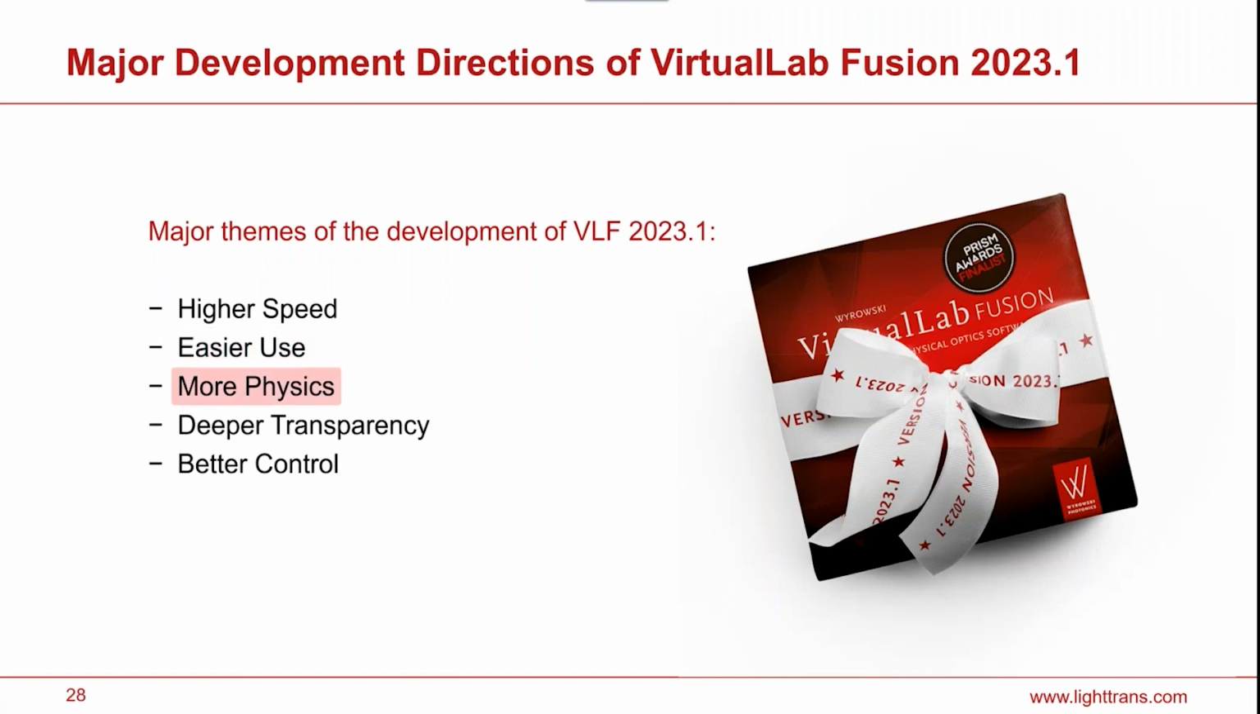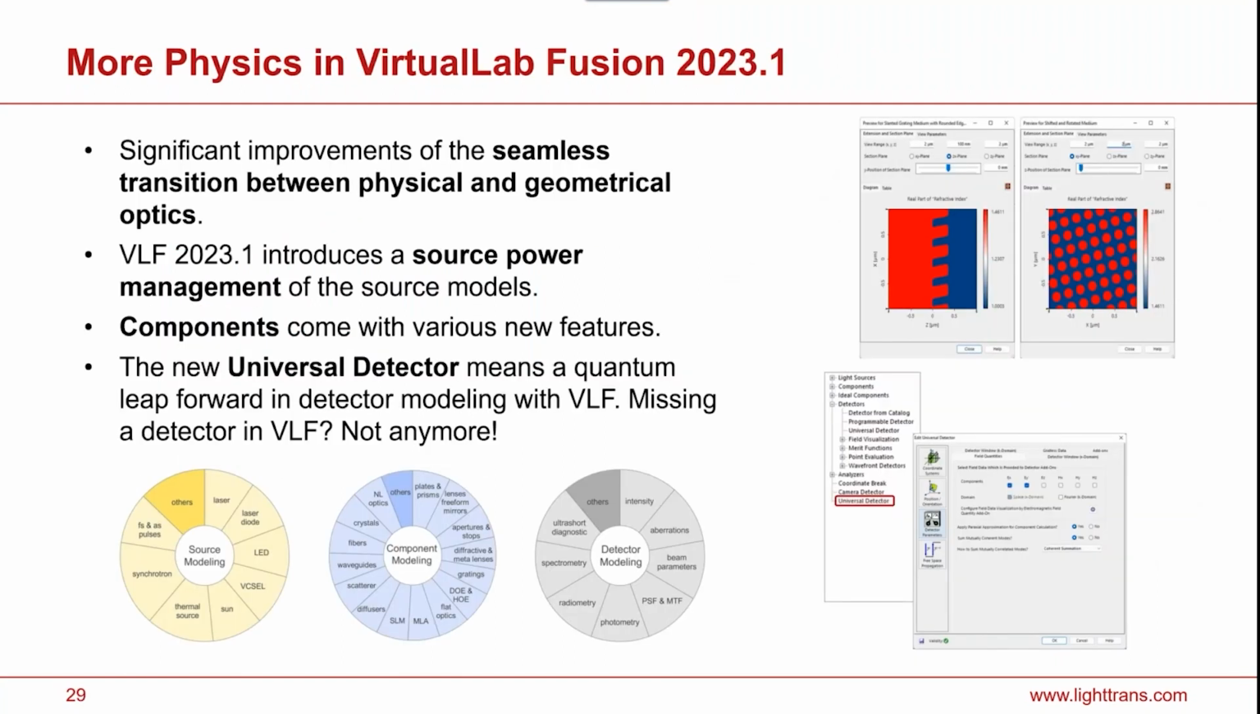Then more physics. As I said already, we always have things to do in source modeling, component modeling, detector modeling, and the engine itself. So we improved the seamless transition between physical and geometrical optics and how to do that and how to control that. This will be discussed, as I mentioned, mainly in the Wednesday webinars. A big thing, in our opinion, is that we introduced source power management.